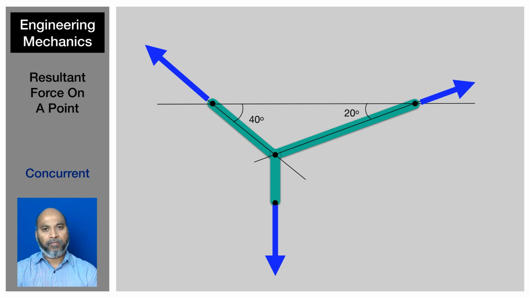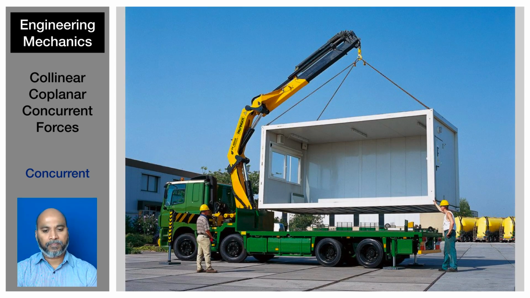Okay. Now if I consider these three forces, you can notice that they all are concurrent. Concurrent means they all intersect at a point, which is in the center. They all have a single intersection point. In other words, their lines of action intersect at a single point. If that is the case, they are concurrent forces.